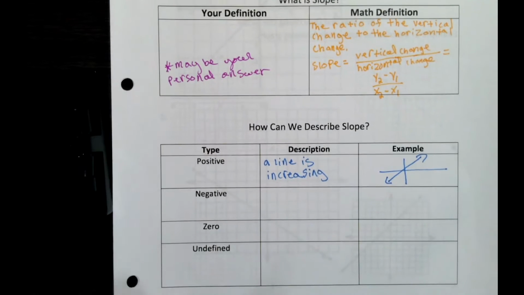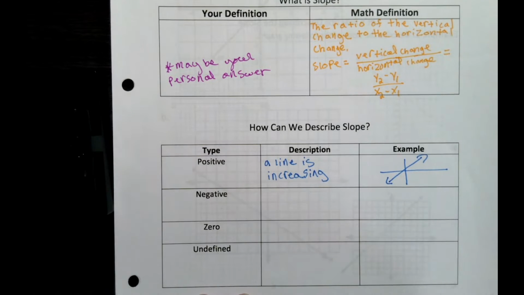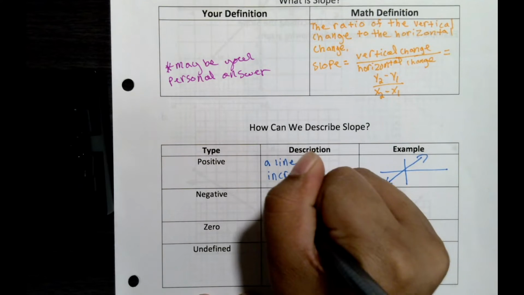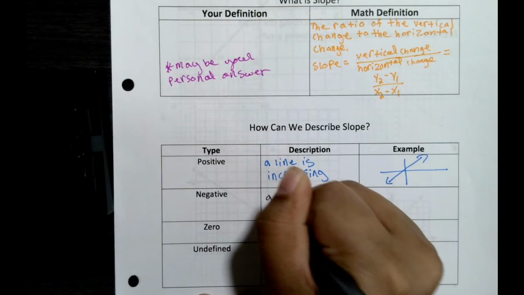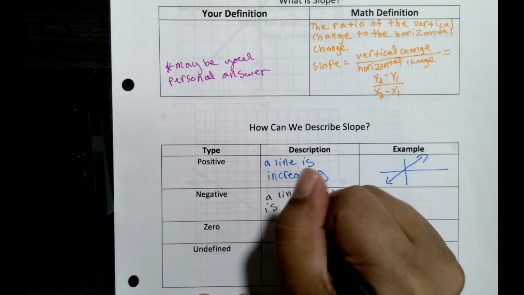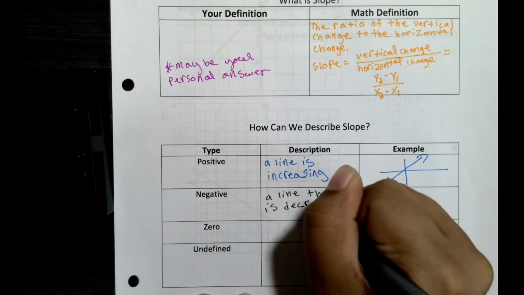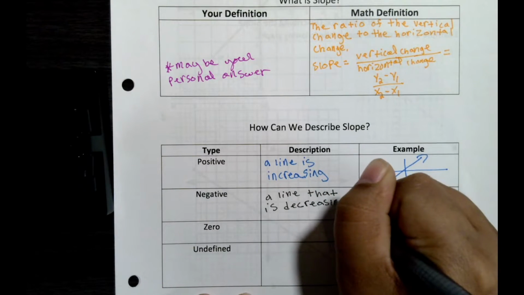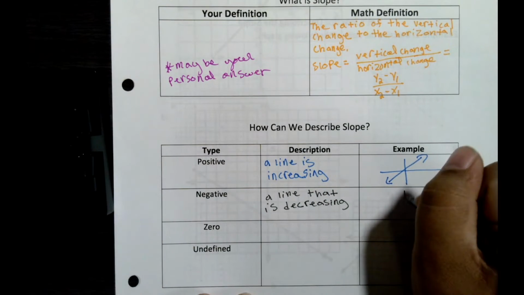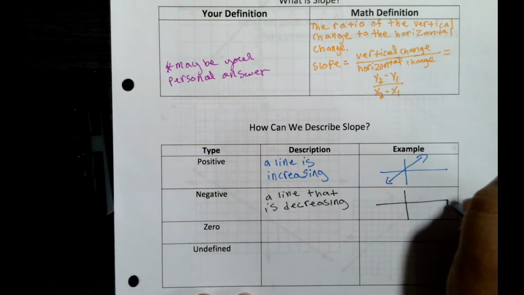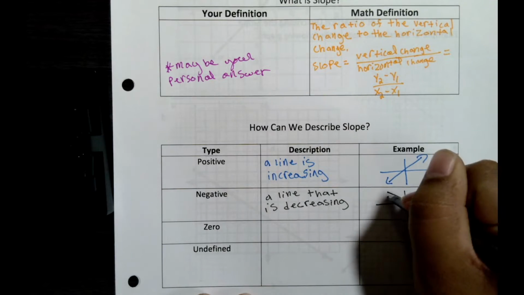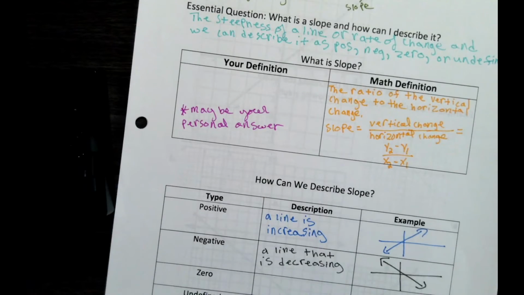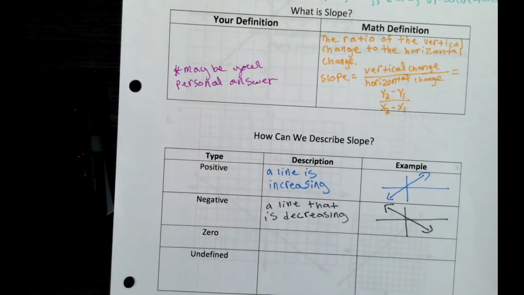Our negative slope means that we have a line that is decreasing. So we draw our y, we draw our x, and then our line is decreasing, which means we have a negative slope.